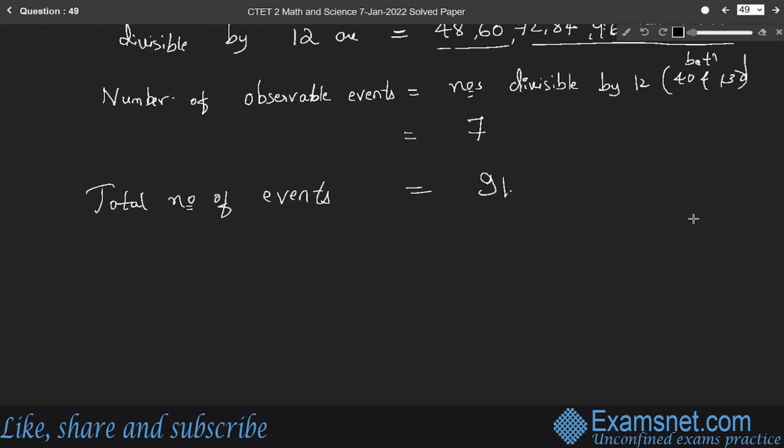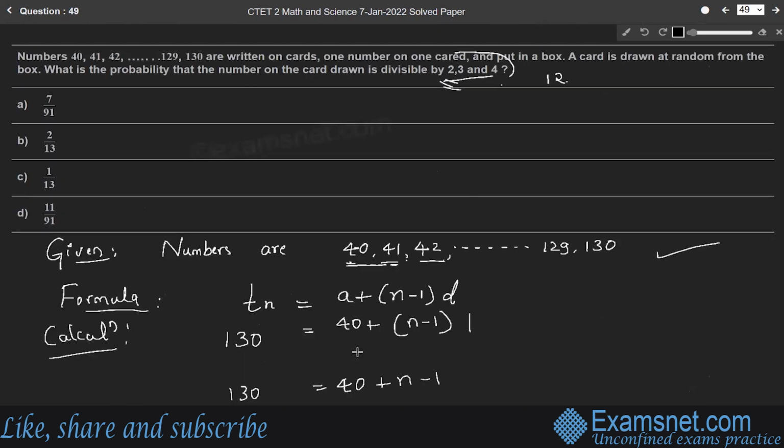So among 91 numbers, only 7 numbers are divisible by 12, right? Therefore, probability is equal to the number of observable events, that means 7, divided by the total number of events, that is 91. So 7 by 91. Hence, option A is the right answer.